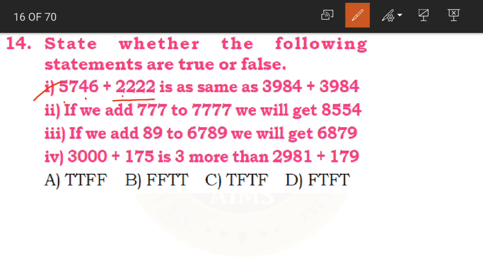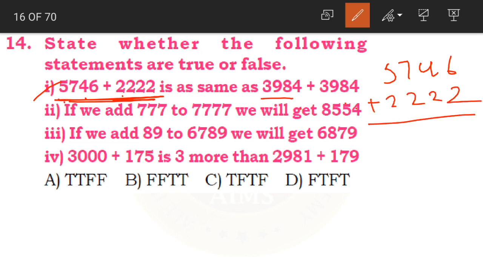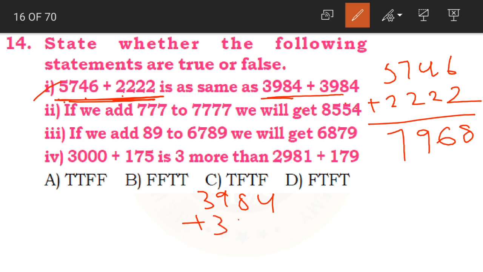5746 plus 2222 is the same as 3984 plus 3984. So first we need to add these two: 5746 plus 2222. 2 plus 6 is 8, 4 plus 2 is 6, 7 plus 2 is 9, 5 plus 2 is 7. And then we need to add these two: 3984 plus 3984. 4 plus 4 is 8, 8 plus 8 is 16.